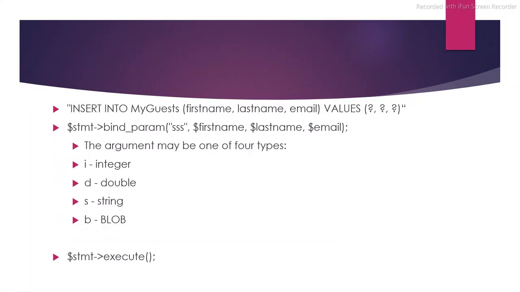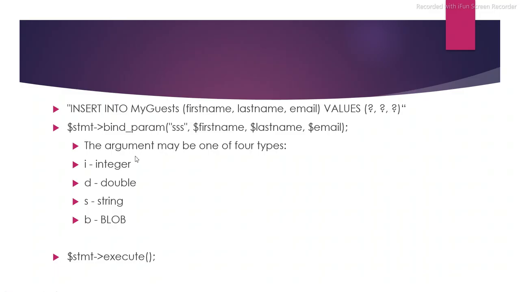Now I am giving here: insert into MyGuests, first name, last name, email, values. And instead of giving the values, it's given a question mark, question mark, question mark. Then I am going to bind the parameters for these question marks. The parameters are first name, last name, email; all three are string type, so I have to give s, s, s in double quotes. That is my first argument. So give three times string, then first name, last name, email.